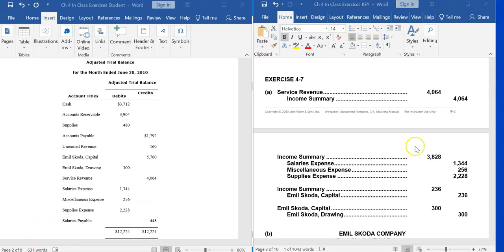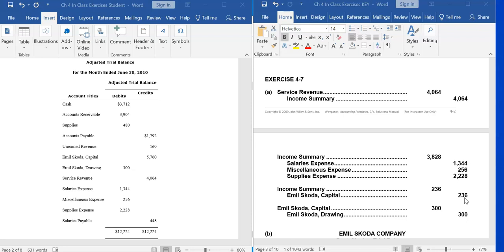The third closing entry will close out that credit balance by debiting income summary for the balance of $236 and transferring the income, which is really what's in income summary, the revenues and expenses. The difference between them represents net income. We are debiting it out of income summary to clean out its balance and crediting it into capital, thus increasing the capital account for the amount of net income for the period.